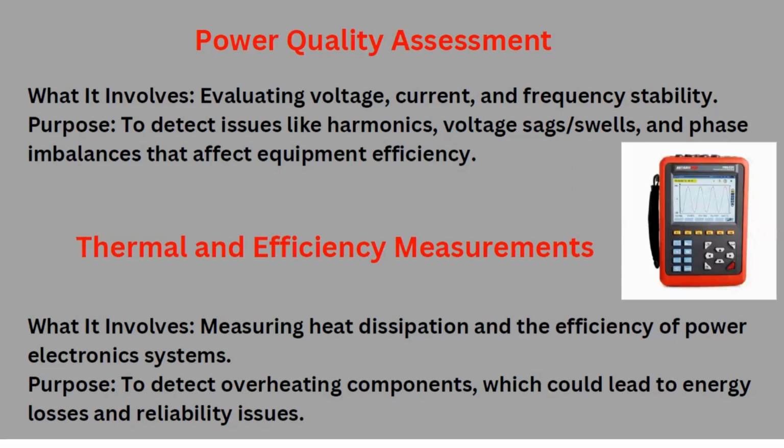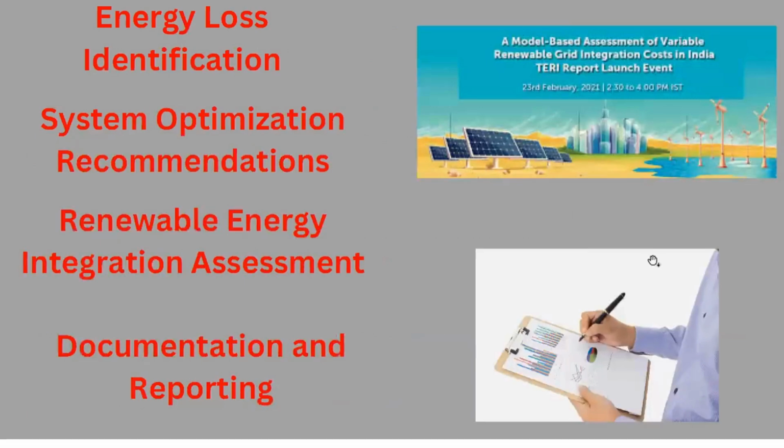All right. So on the right hand side, I've shown a meter that we will discuss a little later. Why we have used this meter, I will tell you in the coming classes. Now, apart from this, there are other key components of energy auditing, that is energy loss identification and system optimization recommendations. After doing the assessment, you recommend to the people, the company, or the factory the steps they have to follow to reduce the losses.